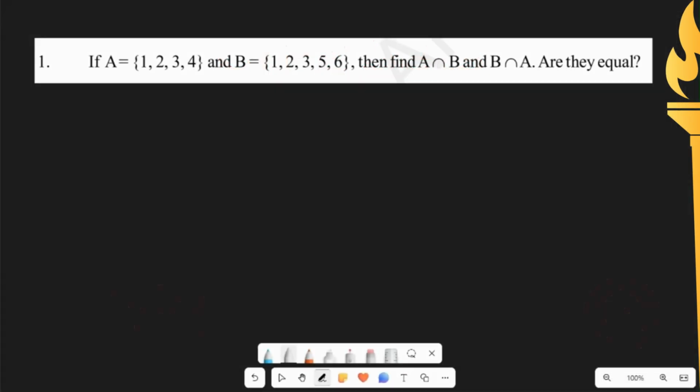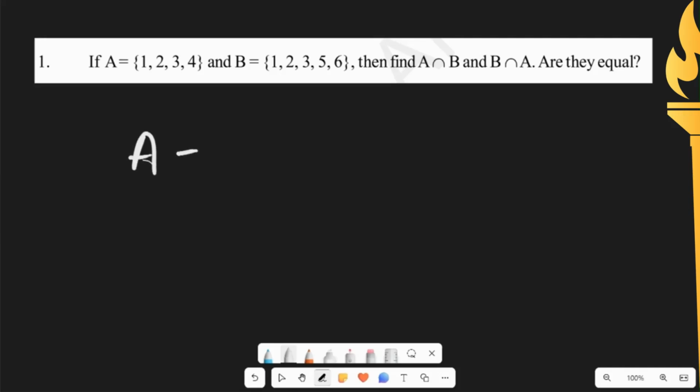First question of exercise 2.2. It says if set A is equal to {1, 2, 3, 4} and set B is equal to {2, 3, 5, 6}, then we need to find A intersection B and also B intersection A, and we should note if they're equal or not.